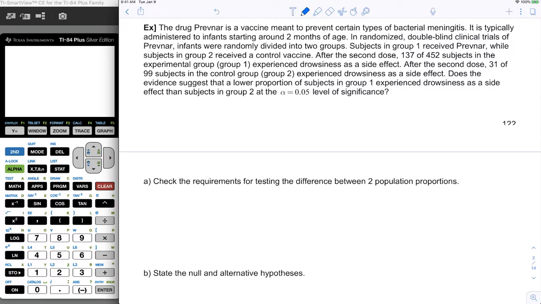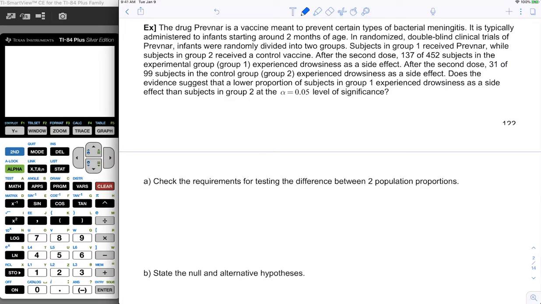The drug Prevnar is a vaccine meant to prevent certain types of bacterial meningitis. It is typically administered to infants starting around 2 months of age. In a randomized, double-blind clinical trial of Prevnar, infants were randomly divided into two groups. Subjects in Group 1 received Prevnar, while subjects in Group 2 received a control vaccine. After the second dose, 137 of 452 subjects in the experimental group experienced drowsiness as a side effect. After the second dose, 31 of 99 subjects in the control group, Group 2, experienced drowsiness as a side effect.